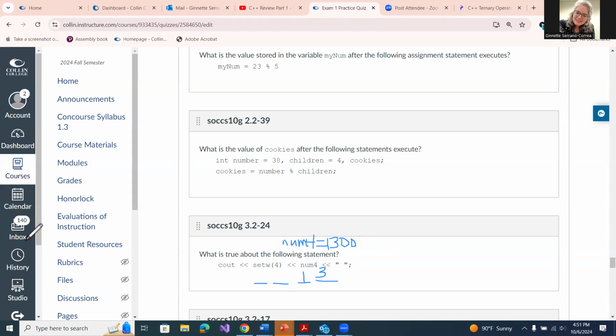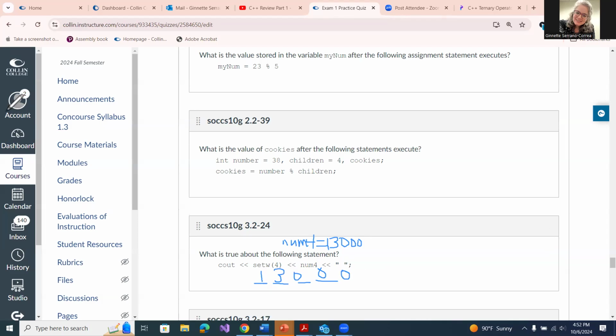then let's see, where's the eraser? Let's erase that. So it'd be 1, 3, 0, 0. If setw was, if num4 was 13,000, right? So much bigger than these 4 spaces, then this is where that other 0 would go. It doesn't cut off the 1, it doesn't cut off the 0, it keeps it. So I just want to remind you how that works.